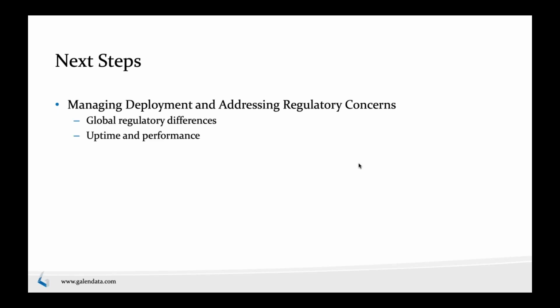Uptimes. Obviously, if you're going to have connected health, you need to be working all the time. That means managing your IT deployment in a way that you don't have downtime, and that the performance of that system is acceptable. Data also comes with other requirements, like backing up that data, and if disaster does happen, a plan and a way to recover all that function.